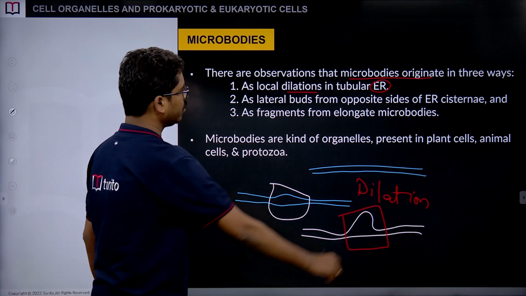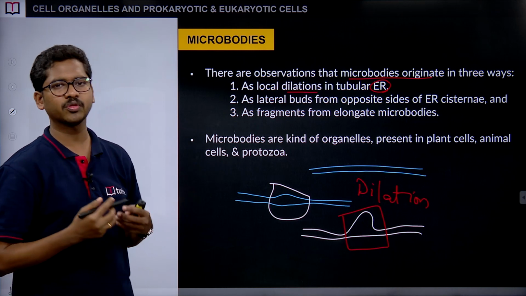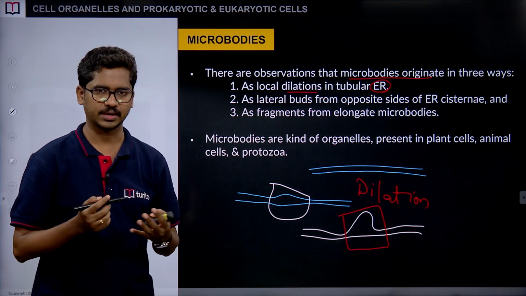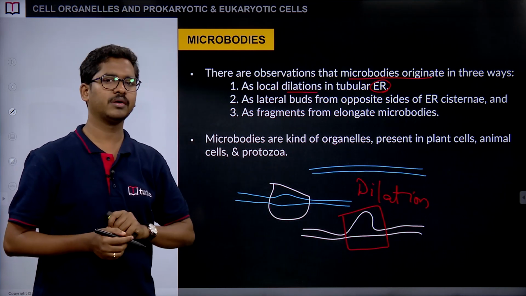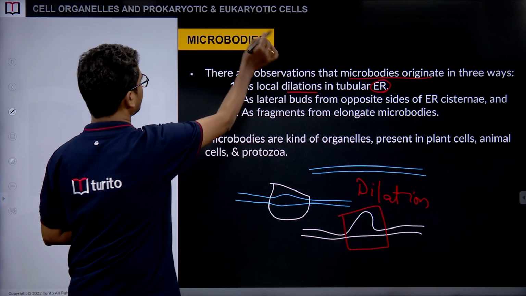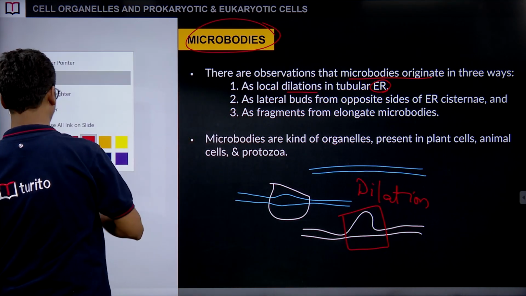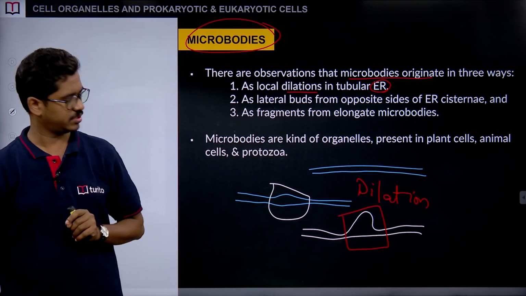Here it is said about the endoplasmic reticulum getting dilated. So, the endoplasmic reticulum, which is tubular in shape, if it gets dilated, you would see that the dilation would be pinching off from the ER, leading to the formation of microbodies. That is one way of forming that particular structure.